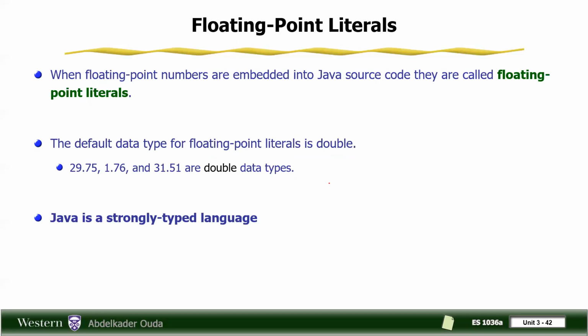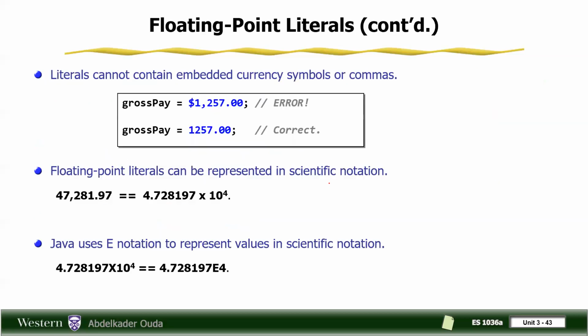Java is a strongly typed language. What does that mean? Literals cannot contain embedded currency symbols or commas. So I cannot use the $ sign in numbers, or the separating comma for every 3 digits. So grossPay is 1257.00.